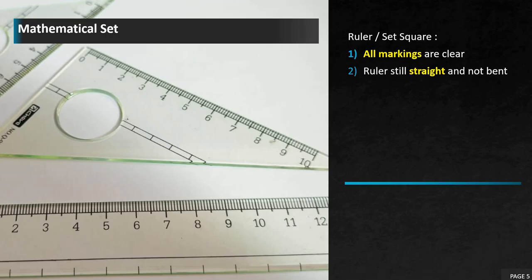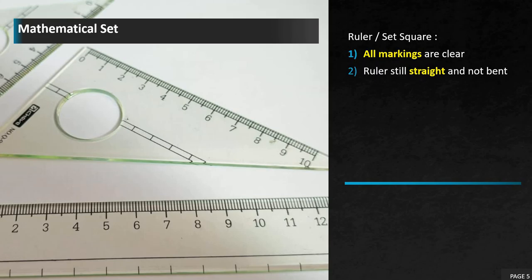Next, ruler, set square. What I'm talking about here is a mathematical set. Make sure you have all the mathematical set in the mathematical box, but obviously you must make sure the mathematical box doesn't have any conversion of units of measurement, because some mathematical boxes have, and also some instruction manual in the mathematical box. Please remove all this before you bring it to exams.